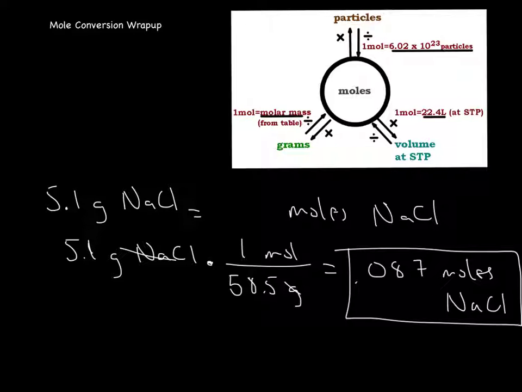Okay, so that's one way you can use the table. But I want to take a look at a couple different things on this chart. So let's take a look at a problem, something like this. Let's say that we have 8.4 liters of carbon dioxide gas.